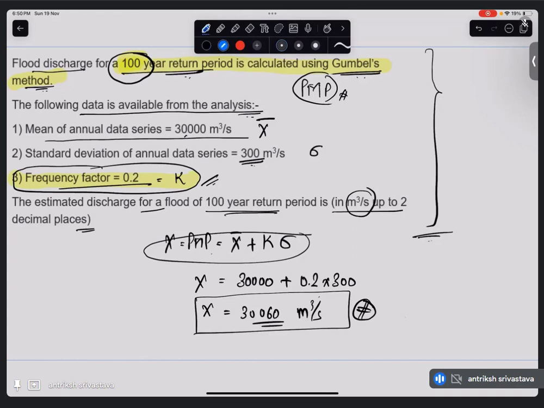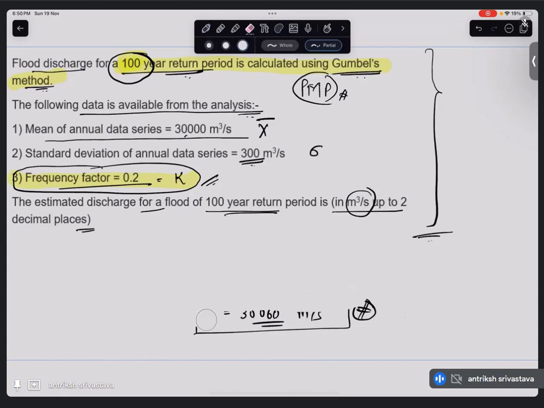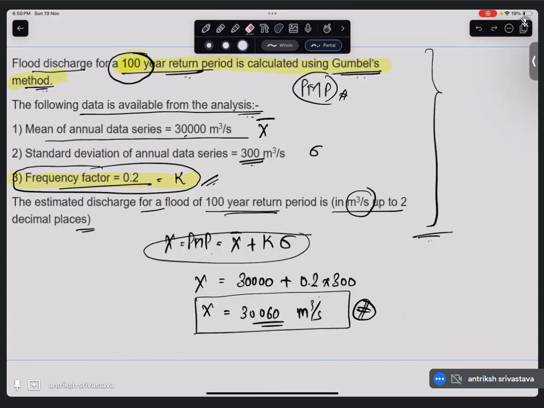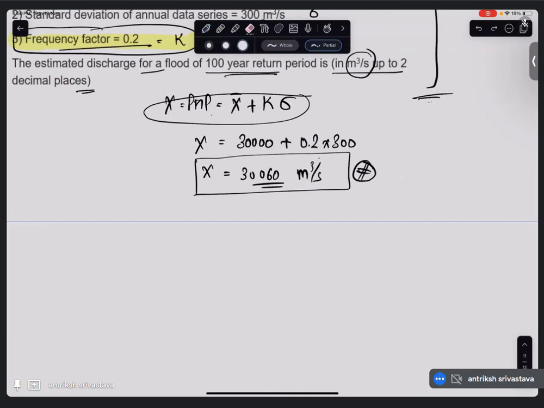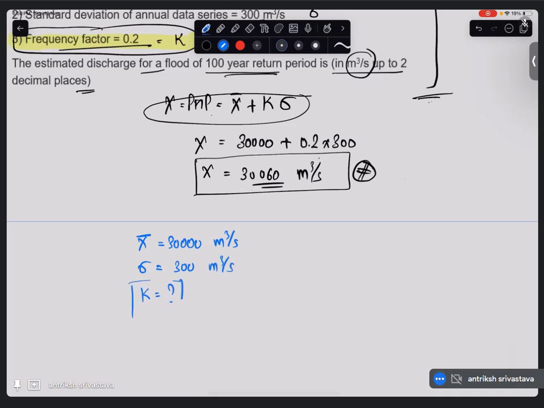Okay, now let's solve this question using the normal method. We may get the same answer or we may get a different answer. Let's see. So X bar, that is 30,000, will remain the same. Sigma will remain the same, but we will calculate K.